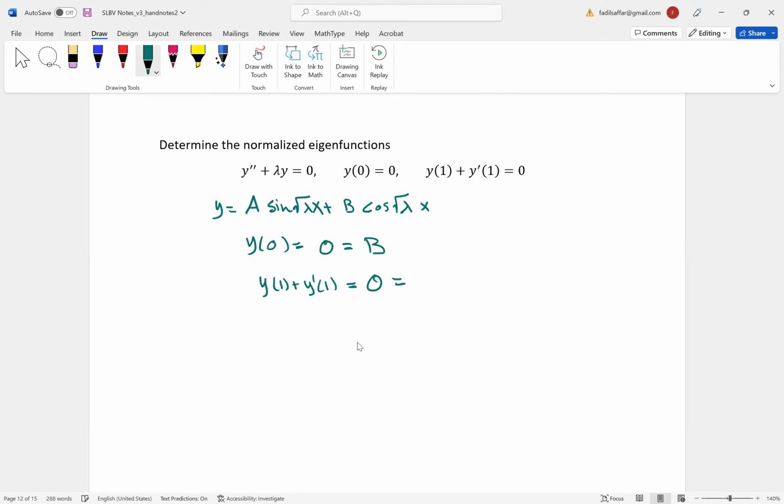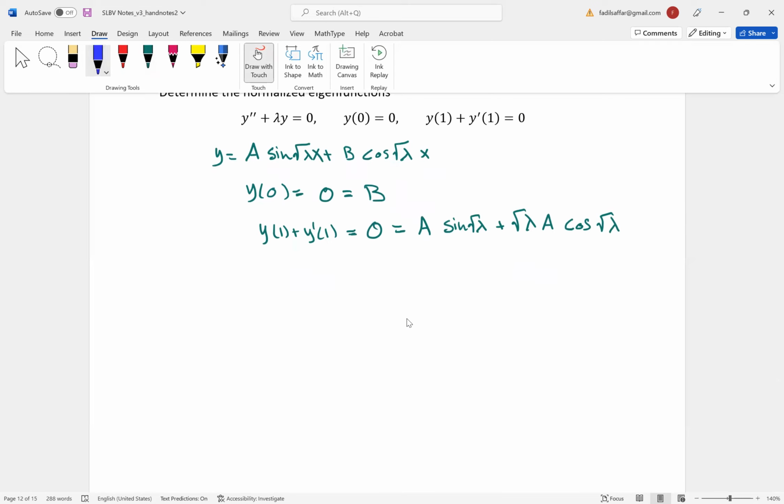That is equal to 0. And that just means that we have a sine square root of lambda at 1, plus square root of lambda a times cosine square root of lambda, and that's equal to 0. And now this is the characteristic equation again, and we already know that, and we do not really need to go over that. And that just will be tan square root of lambda plus square root of lambda, and that's just the characteristic equation.